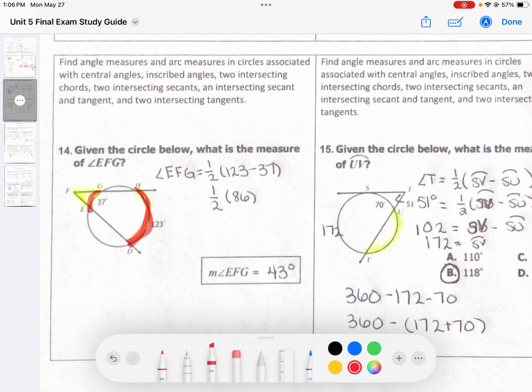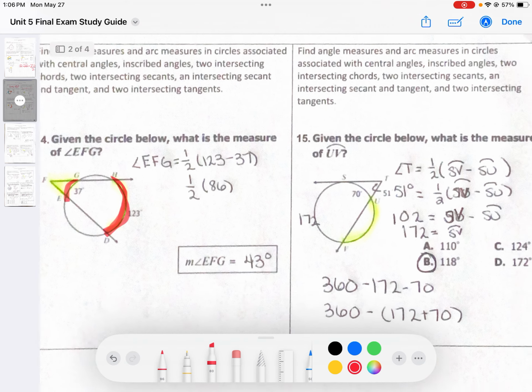Once again, I'm looking for my angle measurement here, not how long a side is. I think it's helpful if you think about what's given to you. My numbers are given in degrees, meaning I'm looking for an angle or arc. So half the difference. The difference between 123 and 37 is 86. Half of that is 43.